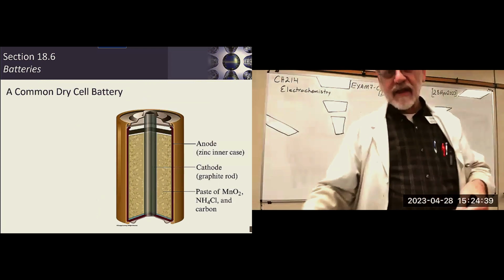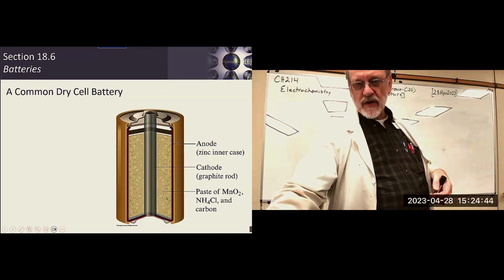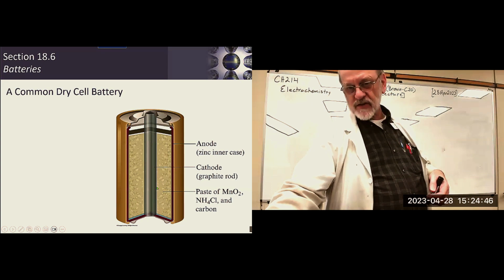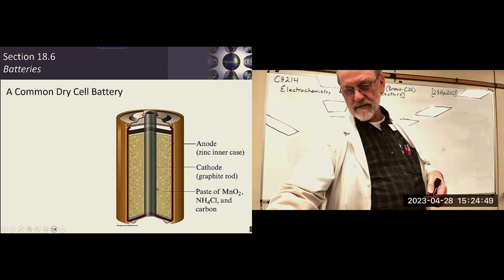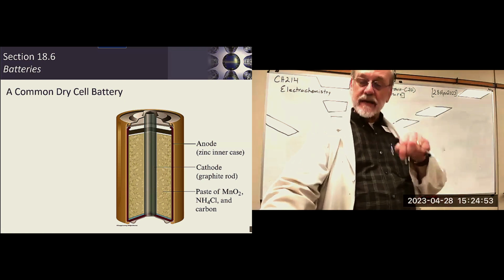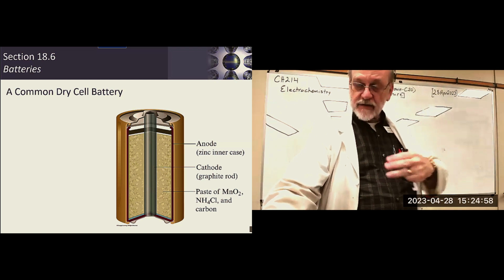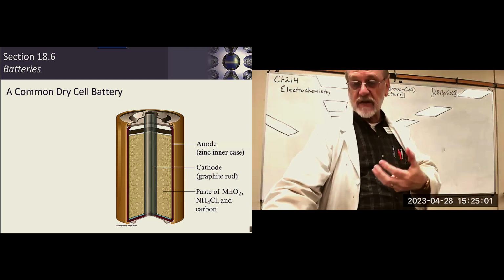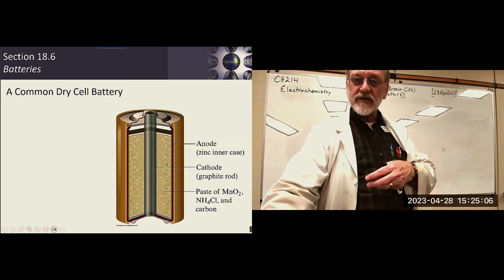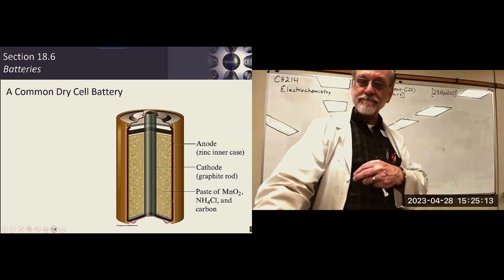All right. So here's a dry cell, typical dry cell battery, and there's a reaction going on here, and the reaction is occurring right there on that cathode, and that's where the electrons are coming in. They're being delivered through that graphite rod into the solution, into the paste actually, for the cathodic reaction, and then the anodic reaction is occurring in this shell made of zinc.